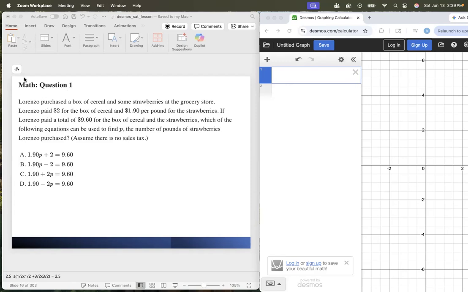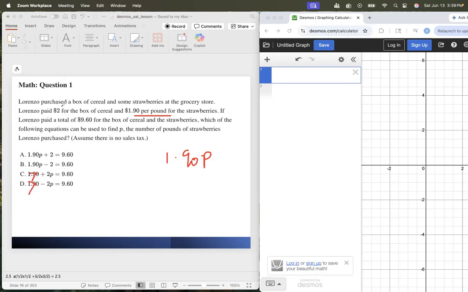This is a straightforward question. It's like 5 seconds. Whenever you see "per," it tells you it's a gradient. Therefore, the gradient is 1.9. Whatever the strawberries are, they give you P. Therefore, I'm looking for 1.9P. All of them, this C and D are gone.